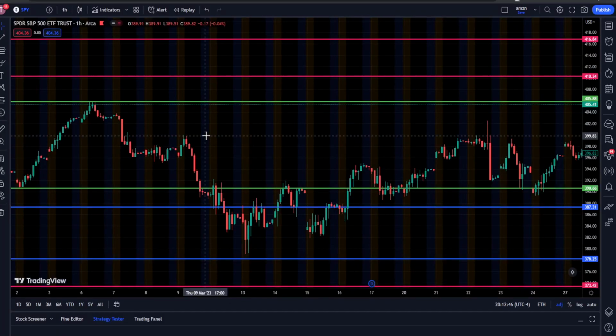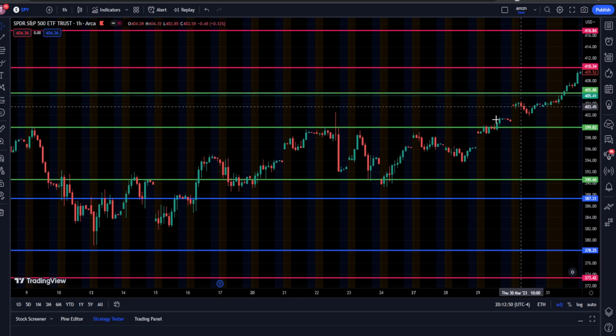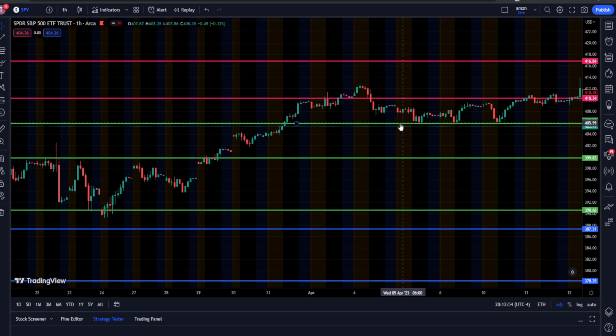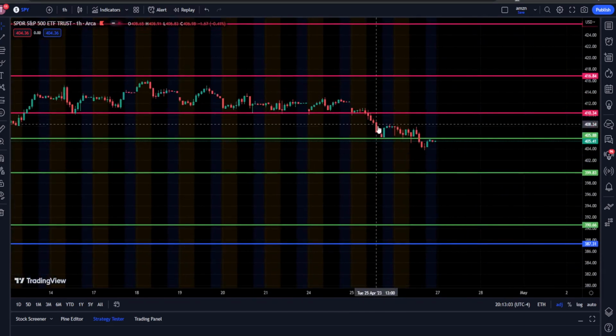More resistance right here. You see how we had trouble breaking out of this level, but then finally we broke out. This old resistance becomes a support for this level right here. 1, 2, 3, 4, 5, 6, 7, 8, 9, 10 tests of that level, and we couldn't break it until recently. We finally broke that level.